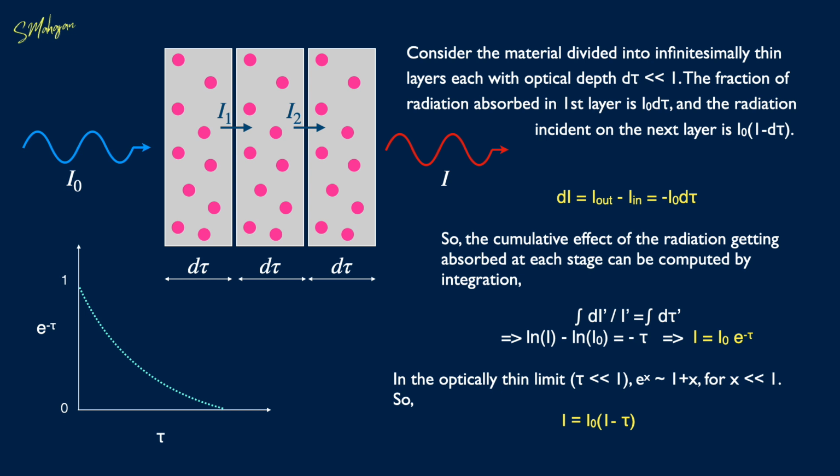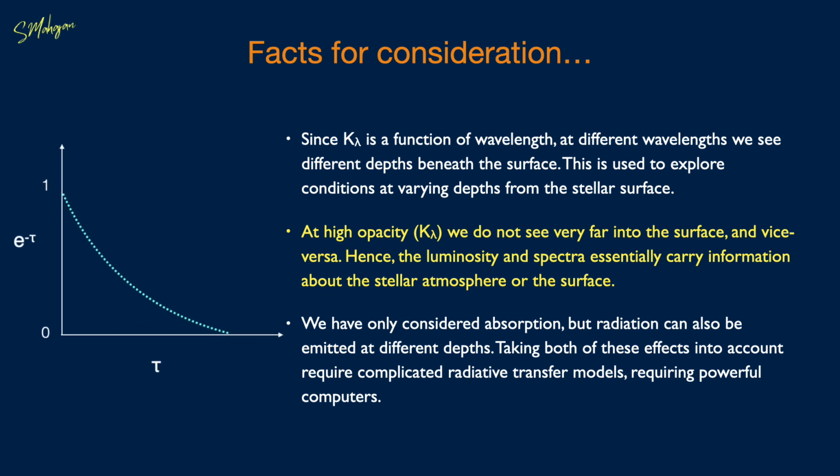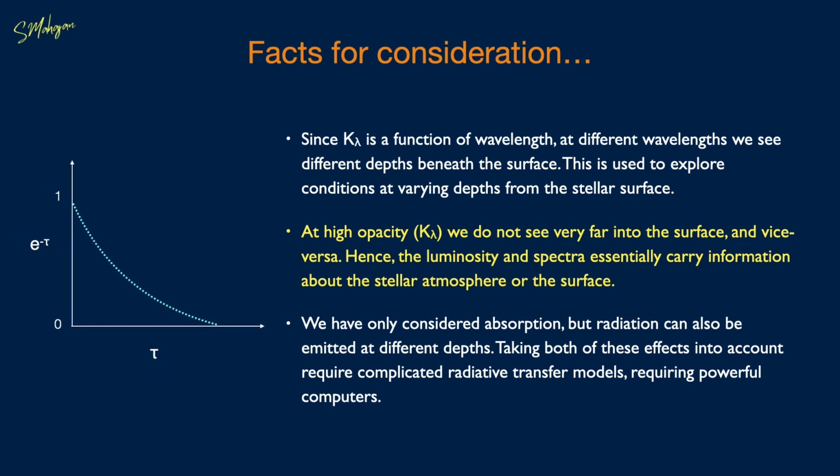Of course, as we have discussed, in the optically thin limit, that is when tau is much smaller than 1, we get I is equal to I naught into 1 minus tau. Now, as shown in this figure here, since e to the power minus tau decays very quickly with increasing tau, in order to escape from the surface of the sun, the radiation must be coming approximately from within one optical depth of the surface. This explains why we only see the outer layers when we are seeing the sun or any other stars.